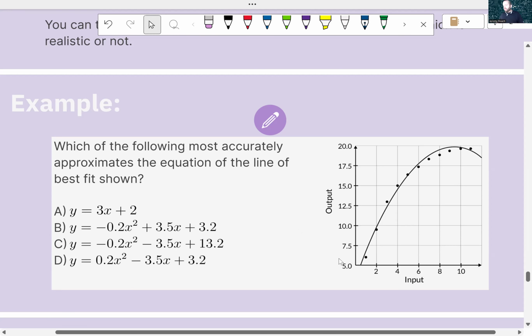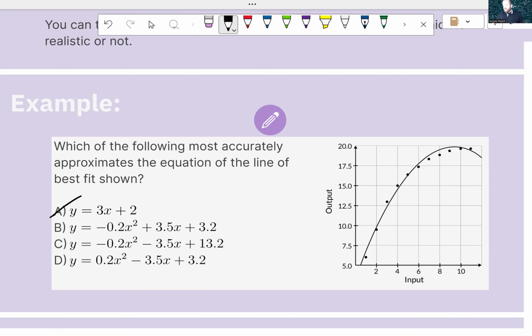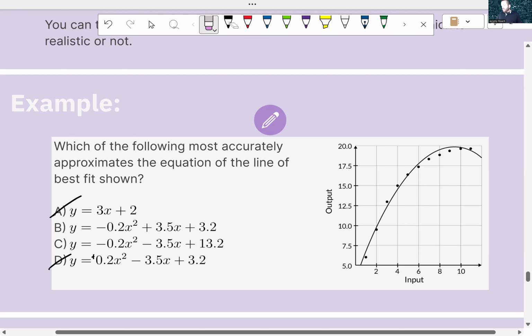We can also cross out D right away. And the reason we can cross out D is this number is positive. That's our leading coefficient and it's positive. If our leading coefficient is positive, our parabolas are going to open upward. If our leading coefficient is negative, our parabolas are going to open downward. And so that's what's happening here. It's opening downward. Now we've got to figure out which one of these equations is this. Is this B or C?